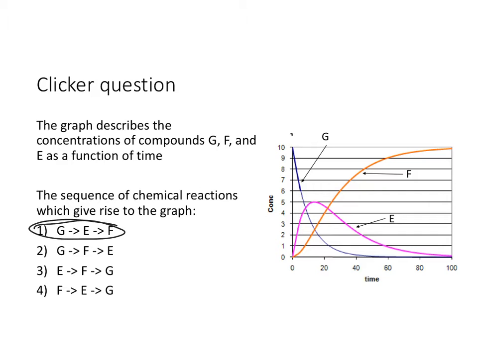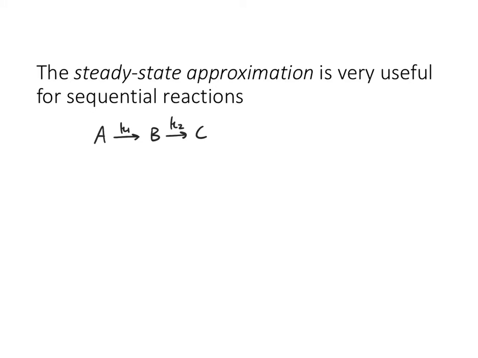So since G is at peak concentration right there, we know that one's got to be first. Then E reaches peak concentration right there, that's got to be second. And then F reaches peak concentration somewhere out over there. So therefore the correct order should be G, E, F.